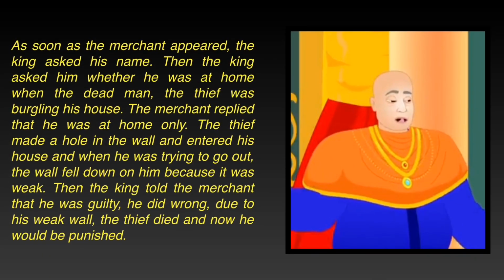As soon as the merchant appeared, the king asked his name. Then the king asked him whether he was at home when the dead man, the thief, was burgling his house. The merchant replied that he was at home only. The thief made a hole in the wall and entered his house, and when he was trying to go out, the wall fell down on him because it was weak. Then the king told the merchant that he was guilty. He did wrong. Due to his weak wall, the thief died and now he would be punished.